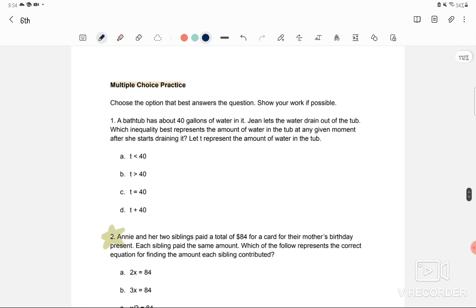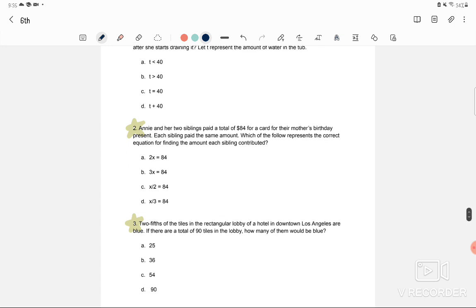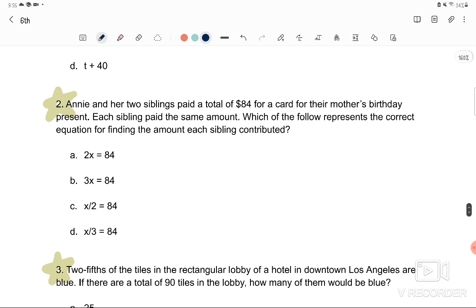Okay, let's move on to the MCP, multiple choice practice. Let's do number 2. Annie and her 2 siblings pay a total of $84 for a card for their mother's birthday present. So it's Annie and her 2 siblings, which counts as 3 people, and each student paid the same amount. This is the important information. Which of the following represents the correct equation for finding the amount each sibling contributed?